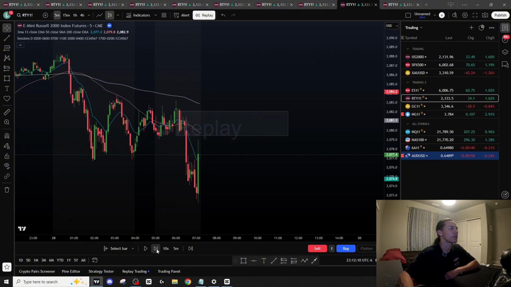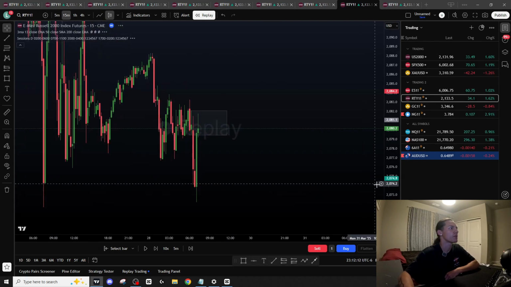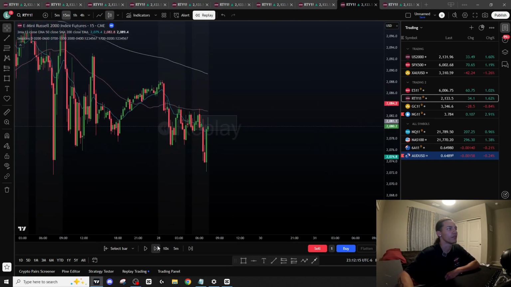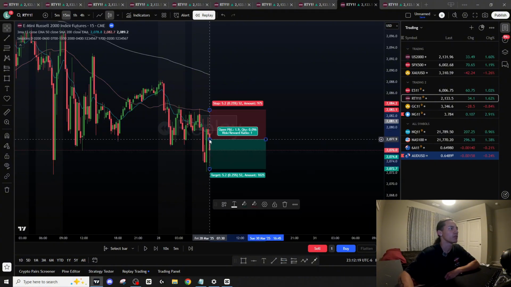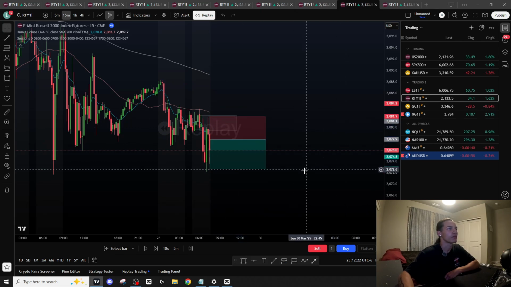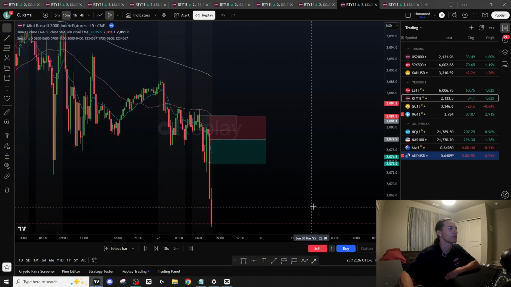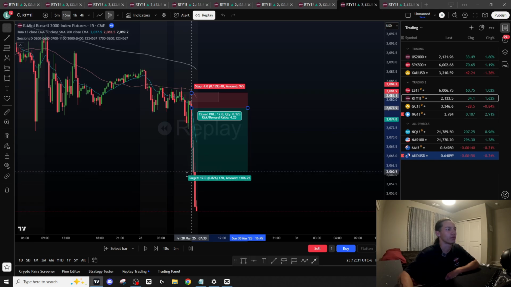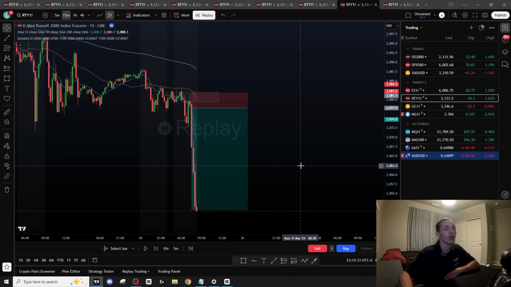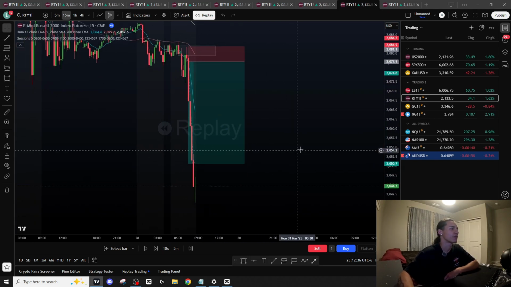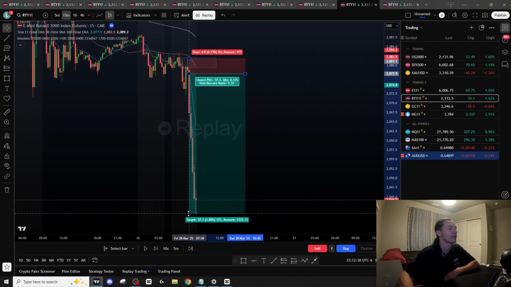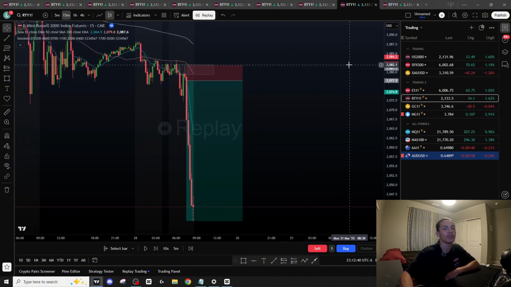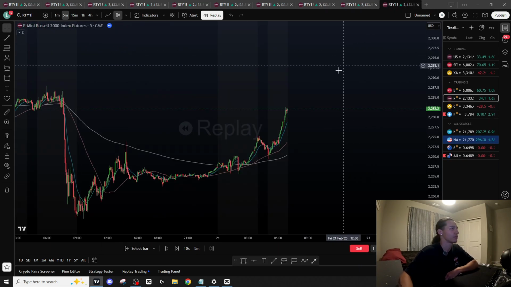Sitting on the 5-minute here, waiting for a tap of the zone. There you go. You can even go to the 15-minute here. Wait for your break of the candle. Just like that. Stop loss 4 points. And you already hit 1-to-1. Almost a 1-to-7. Okay, almost a 1-to-10 risk to reward. Insane.